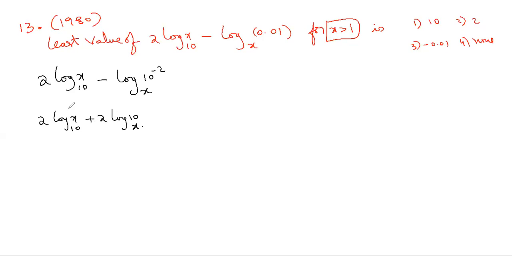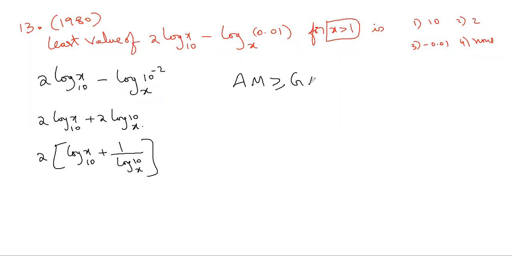Now we need to find the minimum value of this. This expression looks like, if you take the 2 common, log x base 10 plus 1 by log 10 base x. If you remember from sequence and series, we have an inequality: the AM is greater than or equal to GM. The arithmetic mean of 2 numbers is always greater than or equal to the geometric mean.